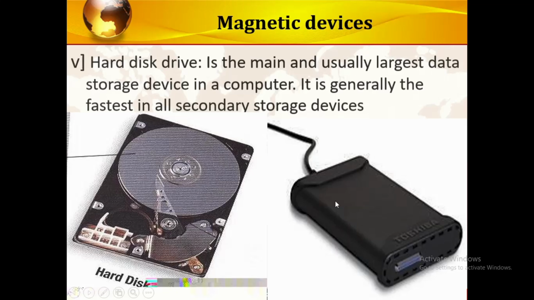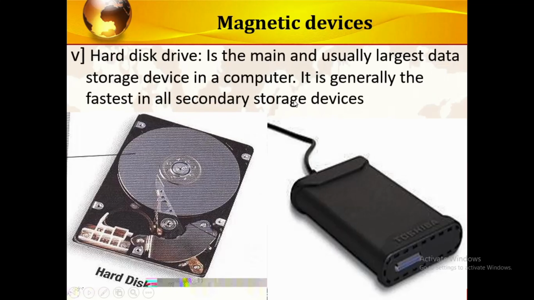We have the magnetic, what we call hard disk drive, HD hard disk. This is the main and usually the largest data storage device in a computer. It's generally fastest in all secondary storage devices. We have the internal storage device and the external storage devices.